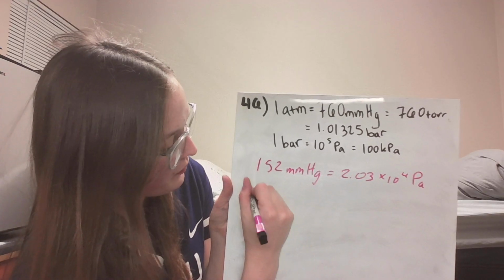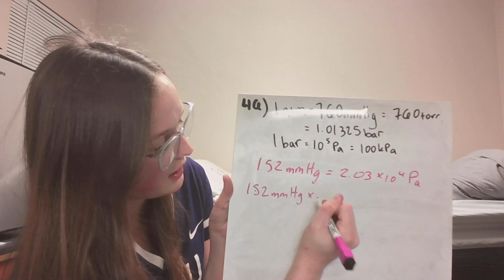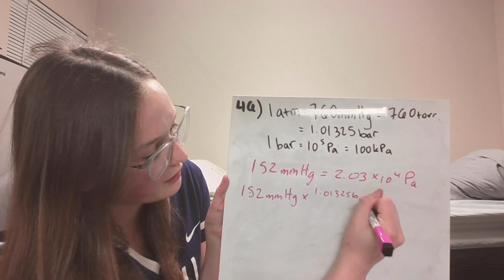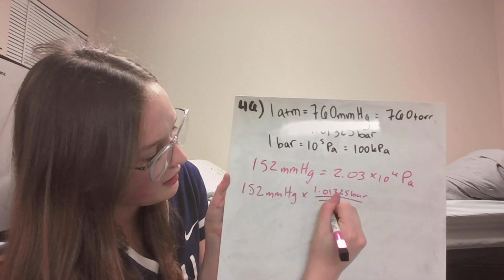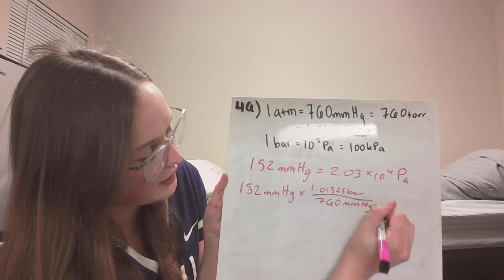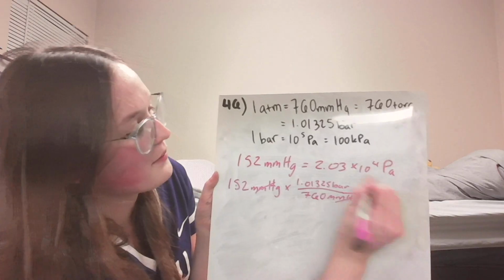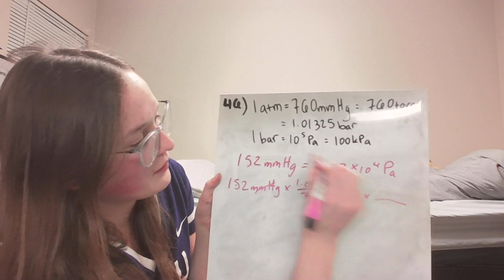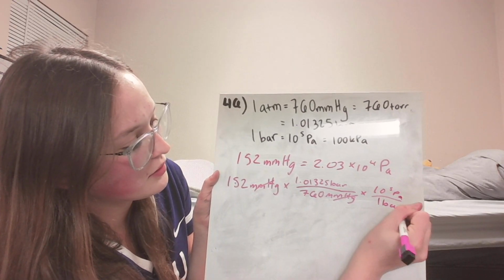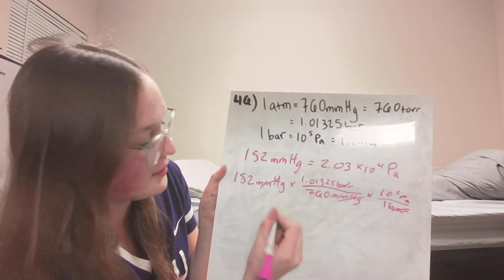So we're going to do 152 mmHg times 1.01325 bar over 760 mmHg, because we're doing desired over given, so these are going to cancel, times how many Pa are in a bar? 10 to the 5th Pa is in 1 bar. So desired over given, they cancel out. So now we're going to see if that's equal to this many Pa.